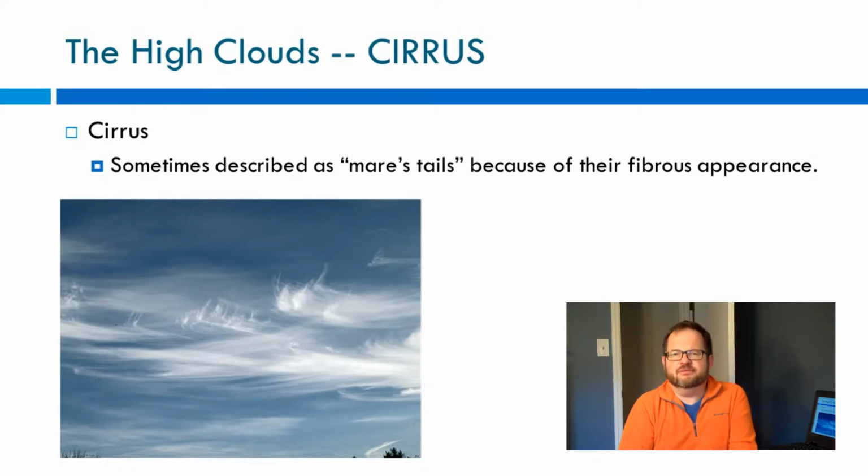Your textbook, your lab manual, places like that, will often refer to these kind of clouds as mare's tails. Mare as in like a horse. And the idea is that fibrous appearance of the cirrus clouds kind of looks a little bit like the flowing mane of a horse or a horse's tail or something like that.